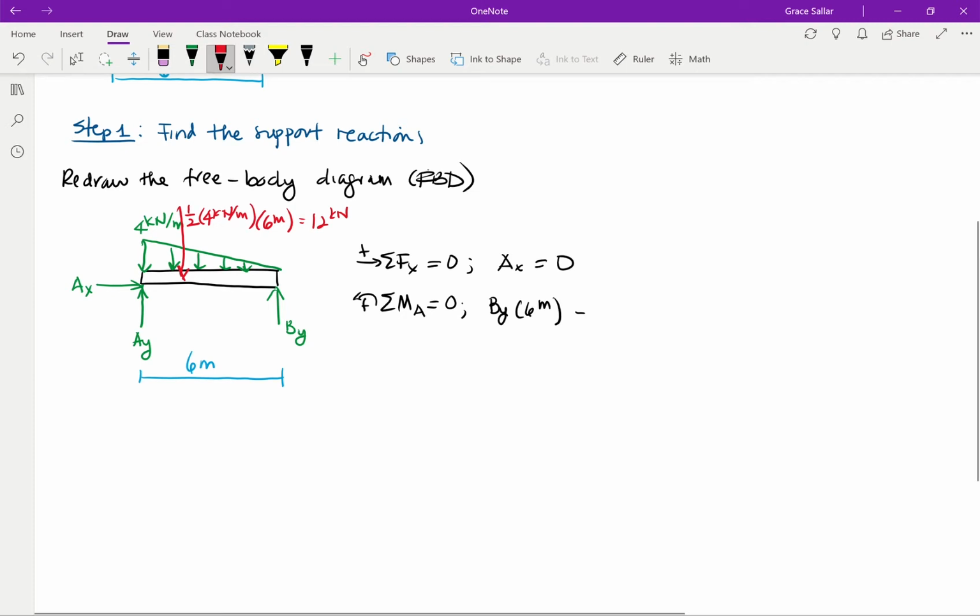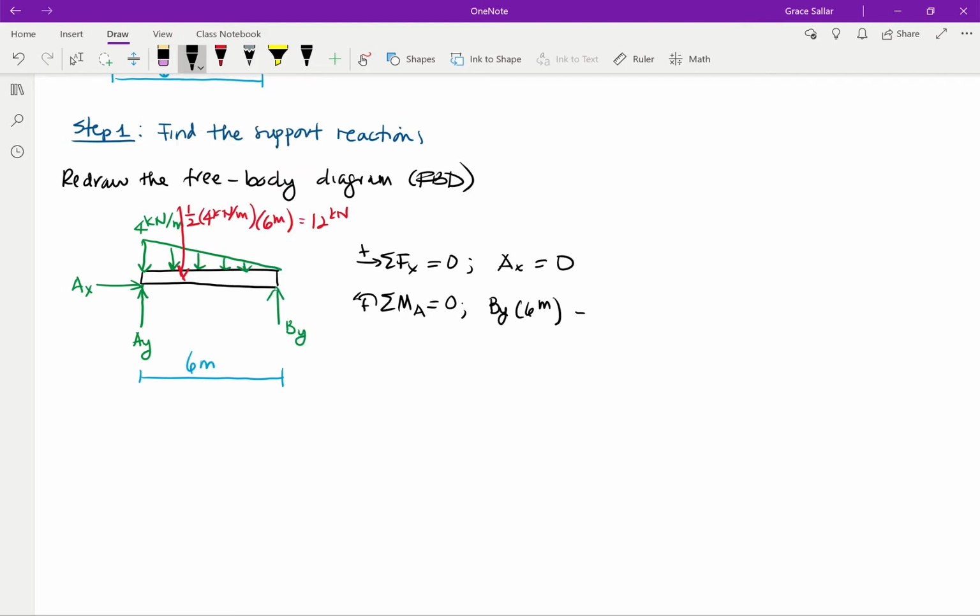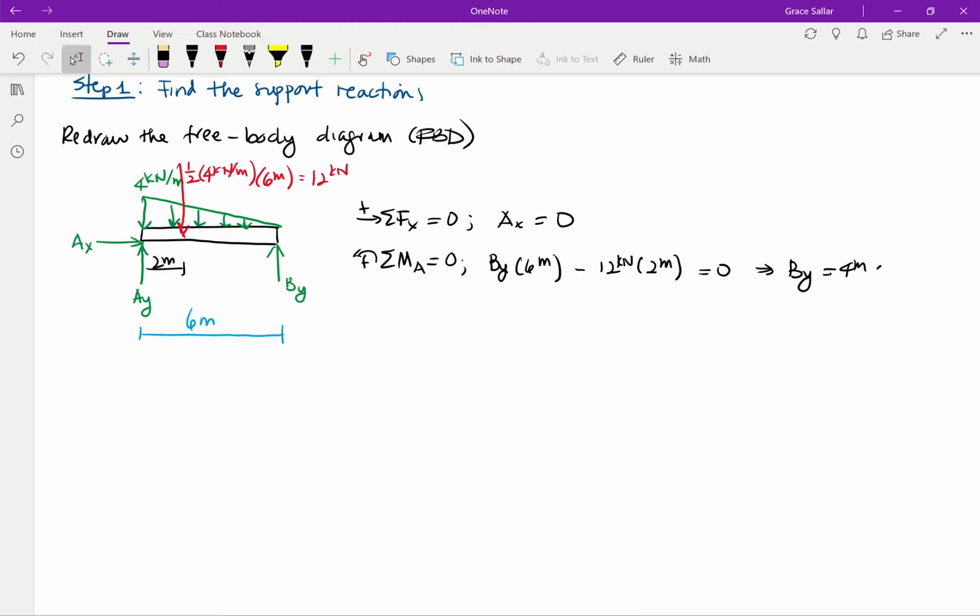So going back to where we were before in the equation, this distance right here is 2 meters. So we have 12 kilonewtons times 2 meters is equal to 0, which means that our BY is 4 kilonewtons. Which is great. So now that we found this, we're going to make a cut.